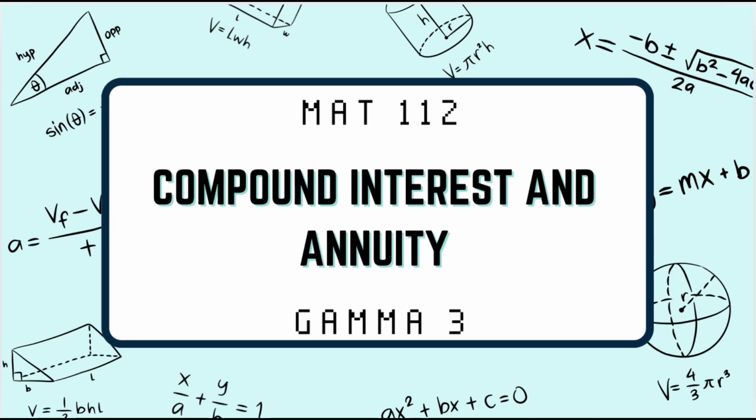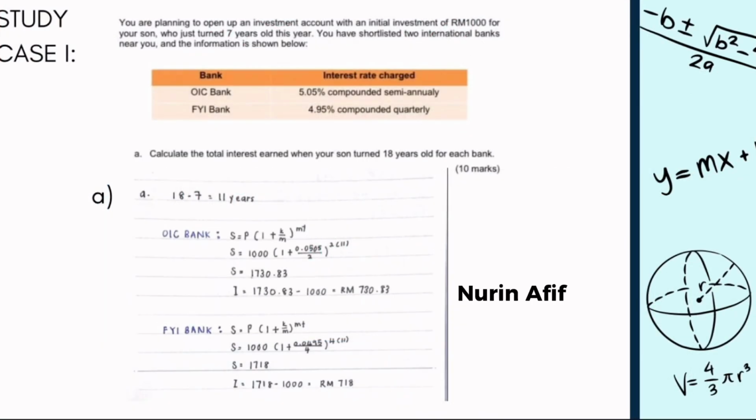Alright, now we will present to you about compound interest and annuity in Business Math MAT112. Case study 1. You are planning to open up an investment account with an initial investment of RM100,000 for your son who just turned 7 years old this year.